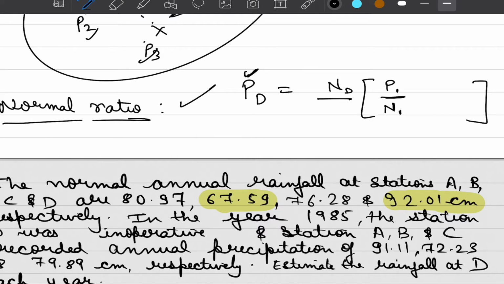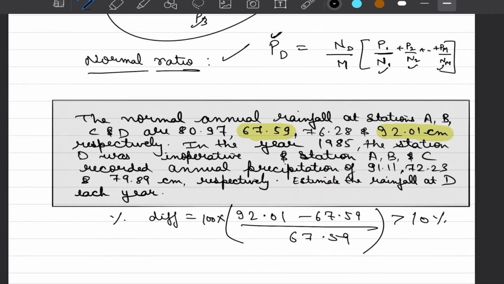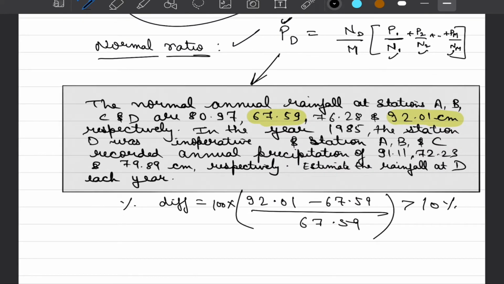So here this is ND, so this has to be N1 plus P2 N2 all the way till PM NM, and divide this by the number of sites or number of stations that were fully operational in the year from which this normal precipitation is taken, which is M in this case. Now, if we plug this formula into the problem that we are looking at here, our M would be equal to 3 because M corresponds to number of gauges that are working fully in a year for which we are looking for the missing value completion.